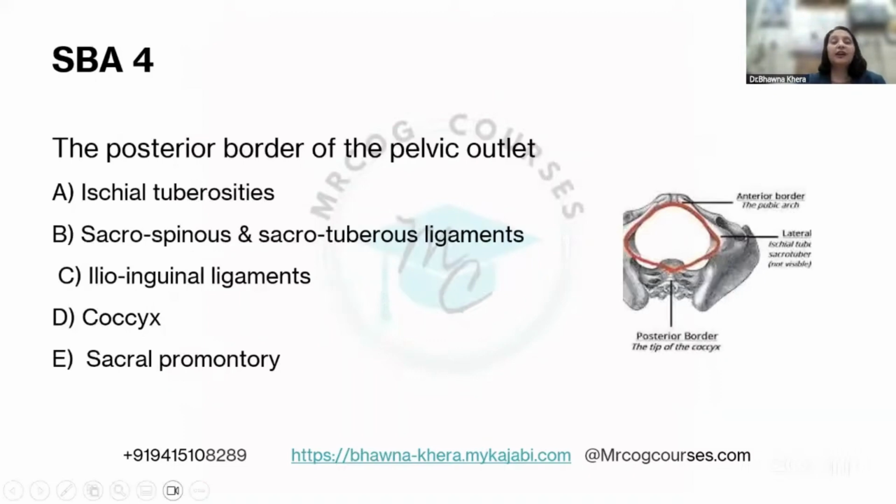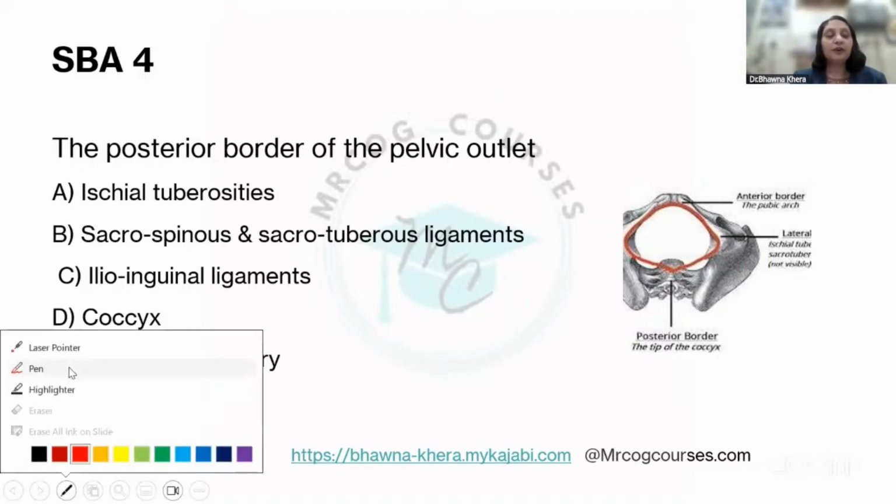Now coming to the next question. The posterior border of the pelvic outlet is formed by: ischial tuberosities, sacrospinous or sacrotuberous ligaments, ilioinguinal ligaments, then coccyx and the sacral promontory.